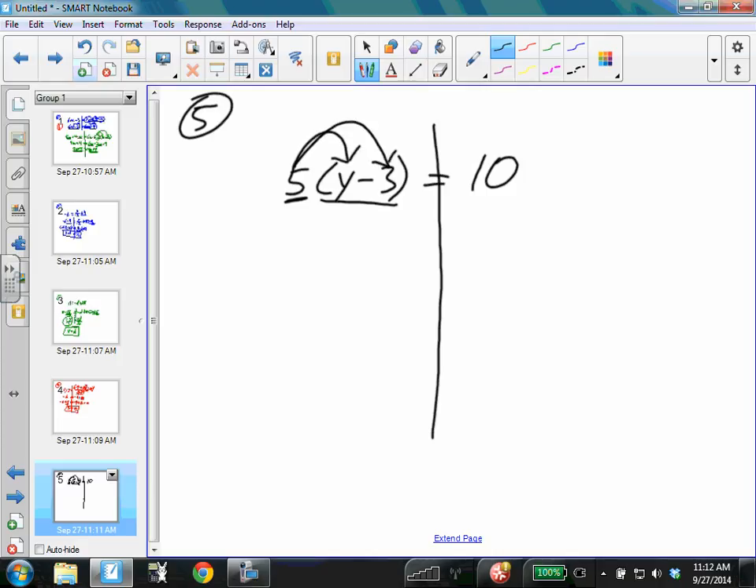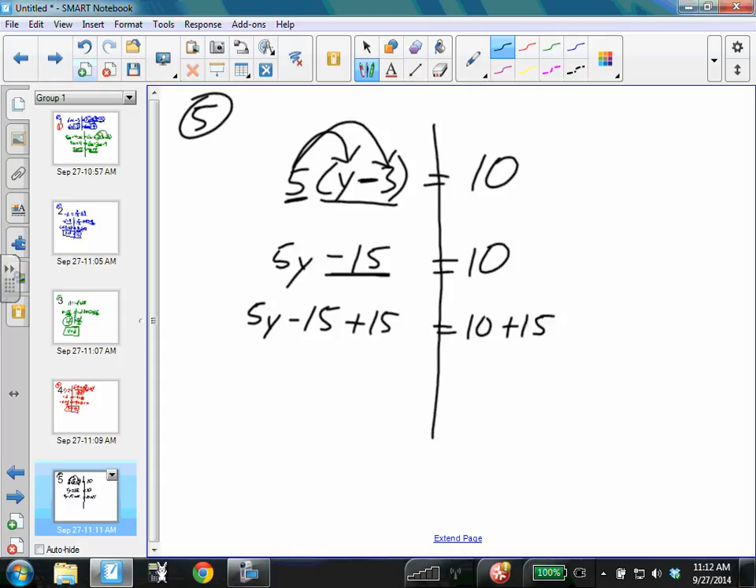So I'm going to distribute the 5, and 5 times y makes 5y. And then 5 times this negative 3 will give me negative 15. And all of that stuff should be equal to 10. And now in my attempt to get y by itself, the first thing I need to get rid of is this negative 15. So since they're subtracting 15, I'm going to add 15 to do the opposite of what they do. Use my inverse operation. And so that's great because on this left side now, the negative 15 and the positive 15 will cancel and just leave me with 5y.